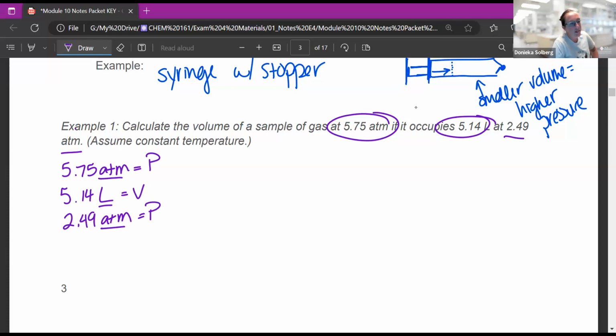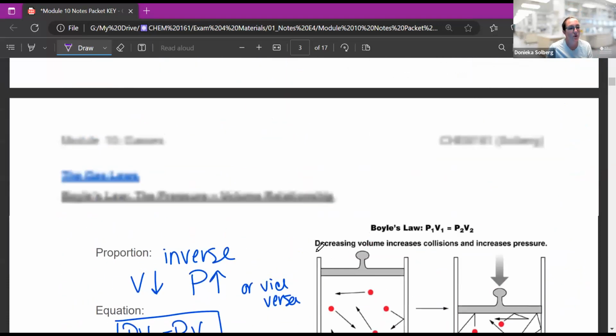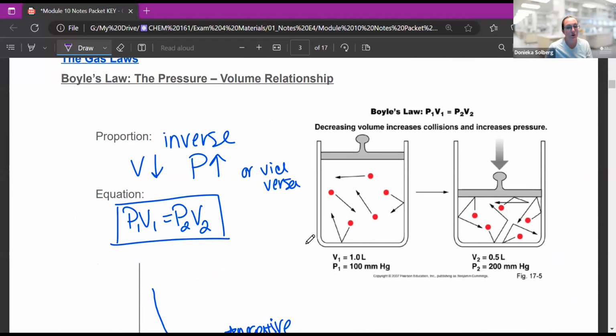So what I want you to notice about this is I have 2 pressures. That means I'm going to need an equation that has 2 pressures in it. Our only one so far is, of course, P1V1 equals P2V2, but that's going to help you out when all you have is your equation sheet. You're like, oh, I need something that has 2 pressures in it, a P1 and a P2.